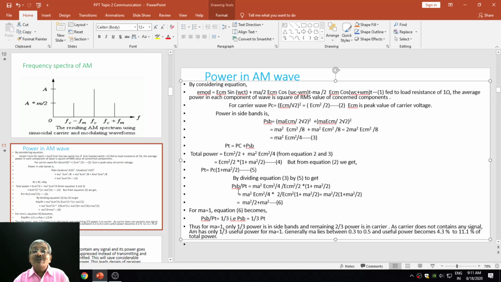So with all those mathematical manipulations, we can get power in sideband upon total power is equal to MA square upon 2 plus MA square. Let me call this equation number 6.